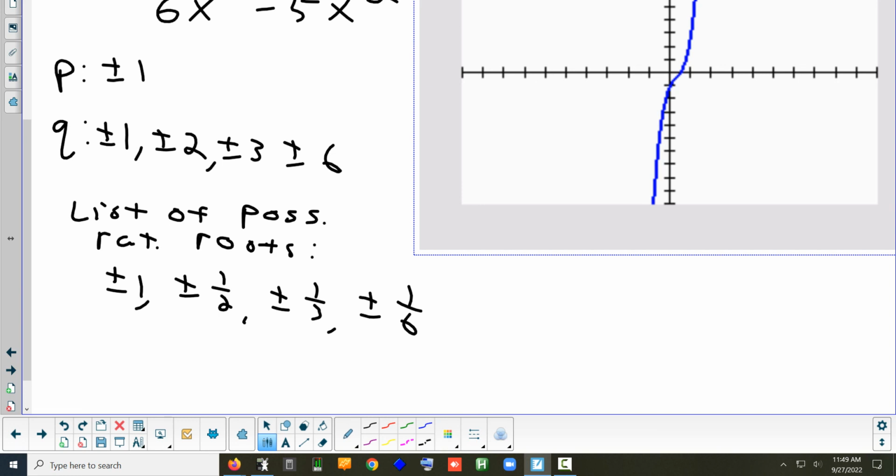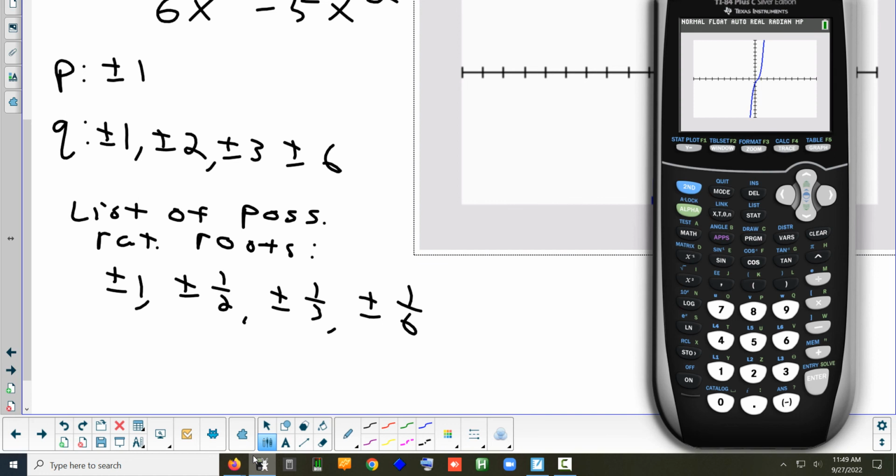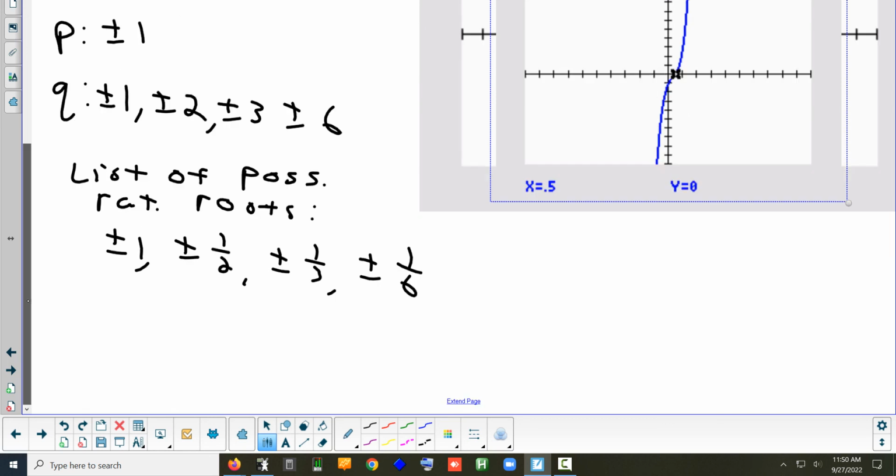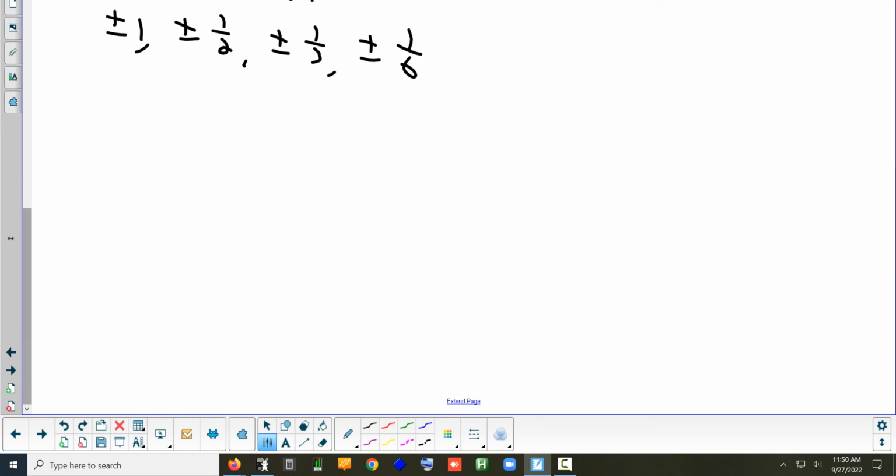Out of our list, which ones look reasonable? 1/2, maybe one there. I would definitely say 1/2. So what I'm going to do quick to check it is press trace. 0.25. Yes. 1/2 is a root. So let's write that down. So 1/2 is a root.